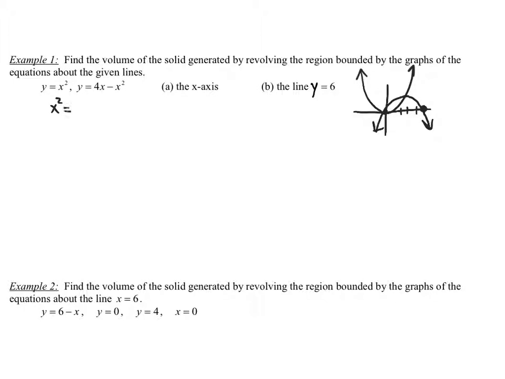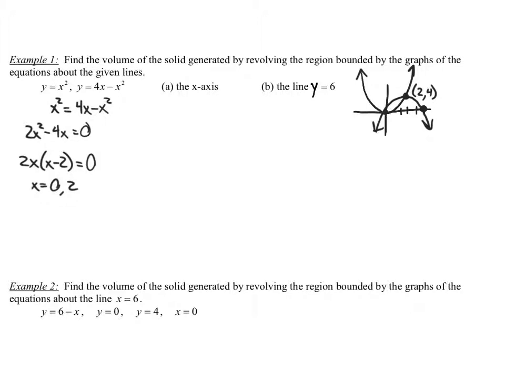If I find the others, x squared equals 4x minus x squared. I've got 2x squared minus 4x equals 0. I take out a 2x, and I have an x minus 2 left. So my other one is going to be at 2. So right here, I actually drew it right. That's our point (2, 4). It's subconscious, I just subconsciously did it.